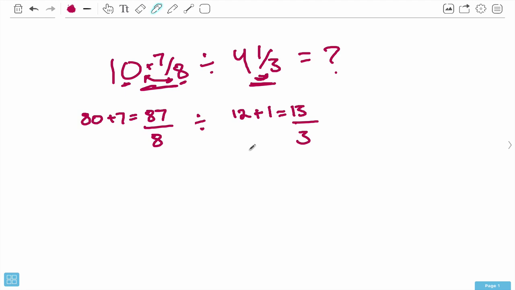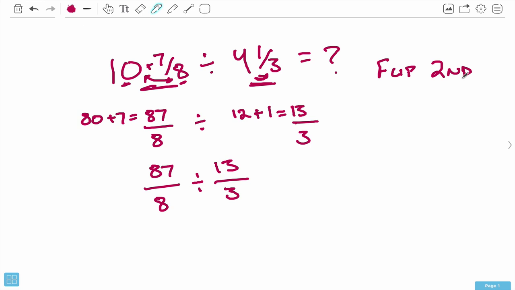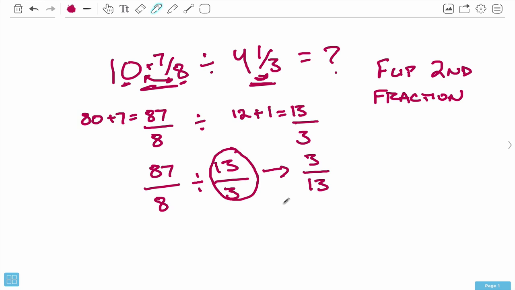So now you have 87 over 8 divided by 13 over 3. Now when we divide fractions, it's the same as multiplication, only now we're going to flip the second fraction. We're going to flip 13 over 3, and that's going to become 3 over 13. So remember this rule: when you divide, you multiply by the reciprocal. So here's what I mean.